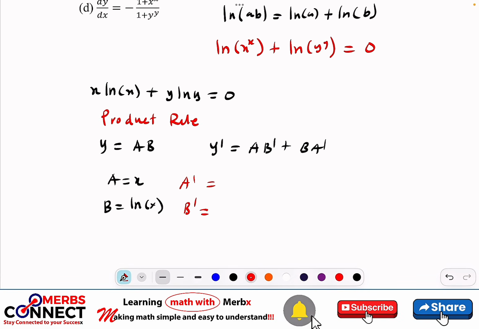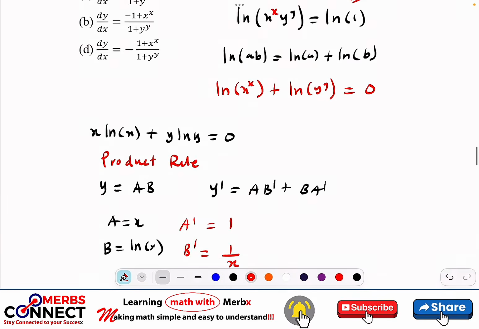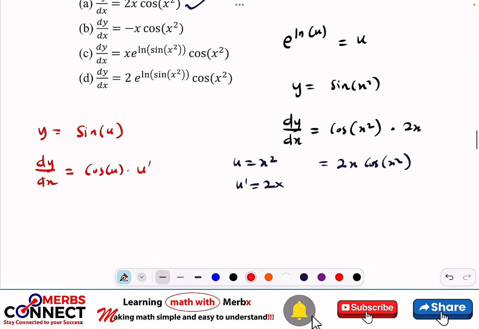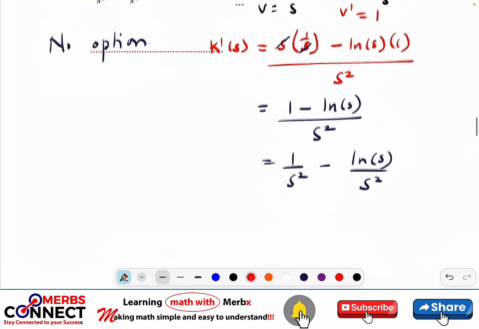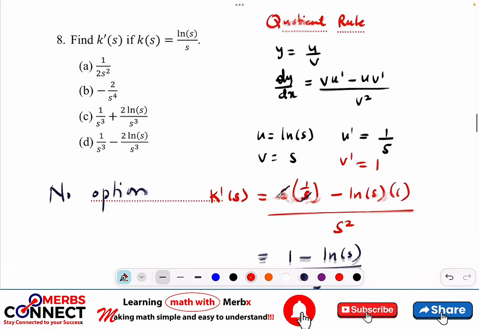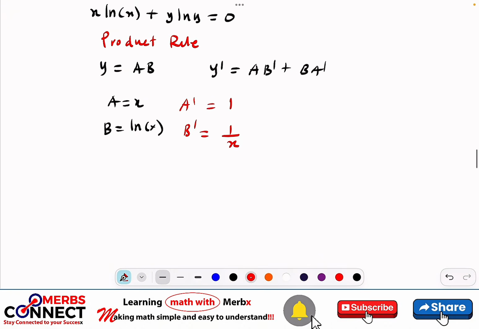What is A prime? When I differentiate x with respect to x, I'm going to have 1. And when I differentiate the natural log of x, we know that we should be getting 1 over x. Where's the ln function? Did I differentiate the ln function somewhere here? I think I wiped it off. Yeah, so it's fine. So this is going to give us this.